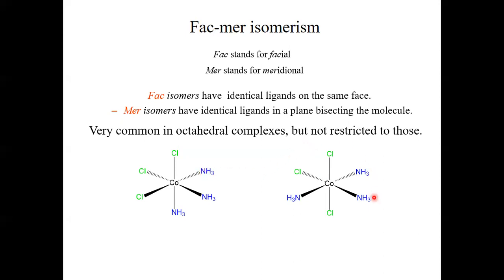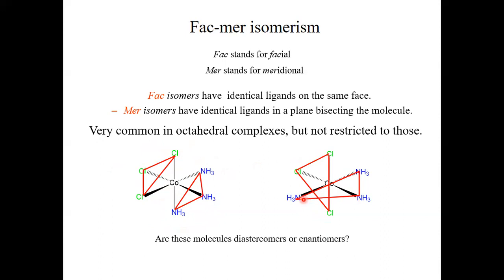Whereas over here, this is the mer complex, we have the ligands on planes that bisect the molecule. So these three chloro ligands make a plane that cuts the octahedron in half, and these three amine ligands here are also on a plane that cuts the octahedron in half. Okay? So that would be this plane here. So we say these chloro ligands lie on one face, these amine ligands lie on the same face too, whereas here the ligands lie on different planes that bisect the molecule.